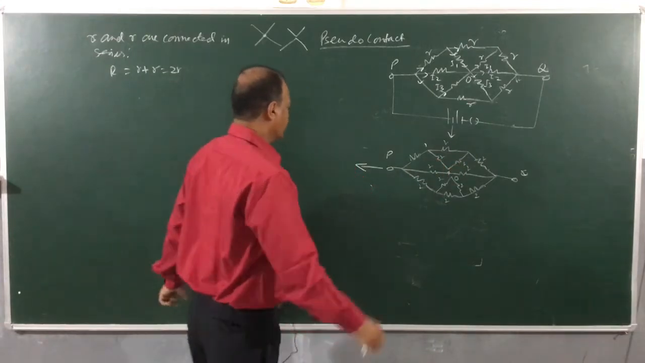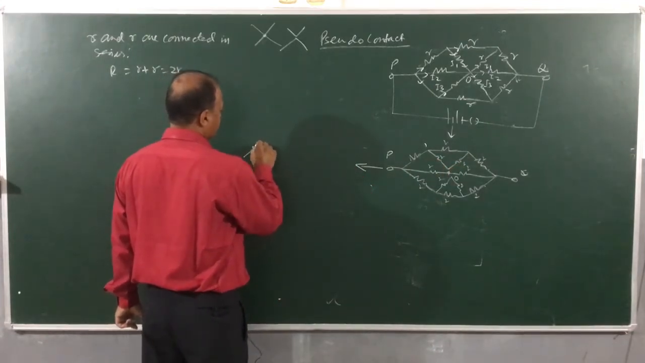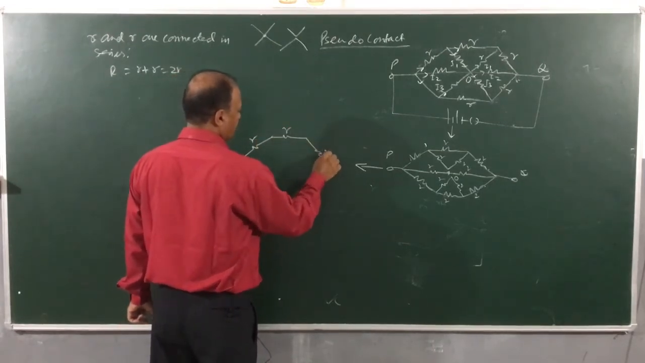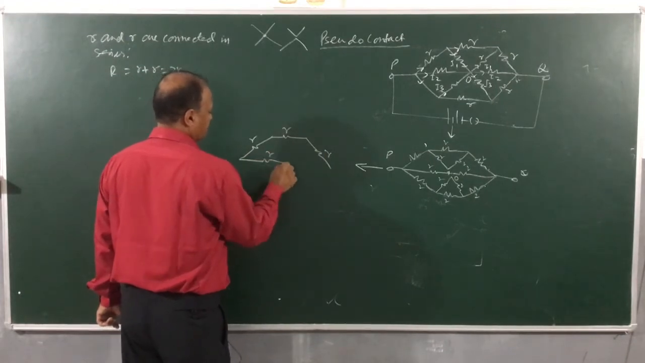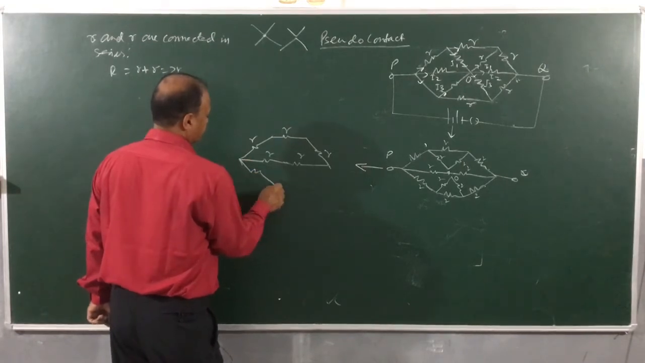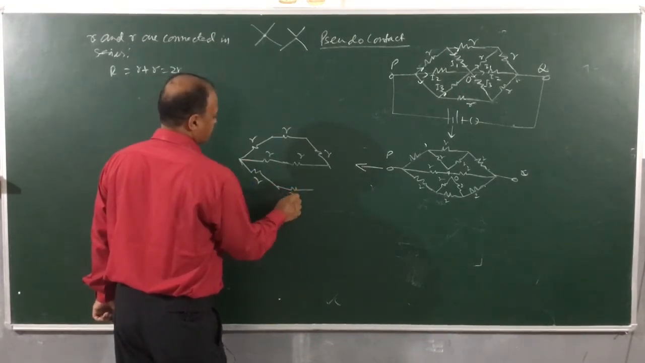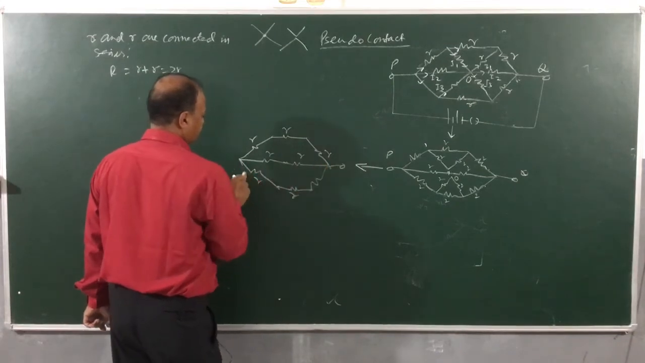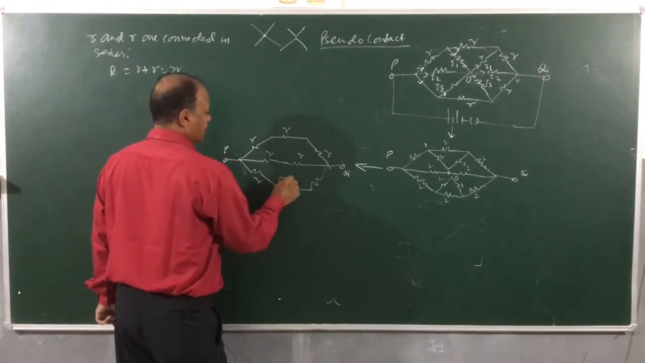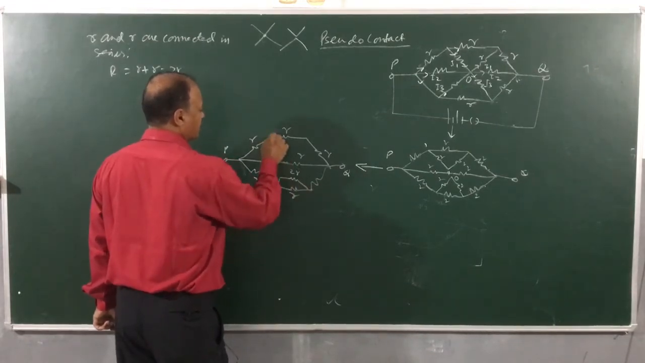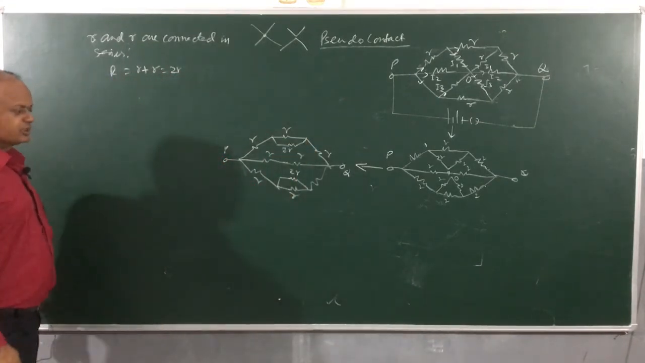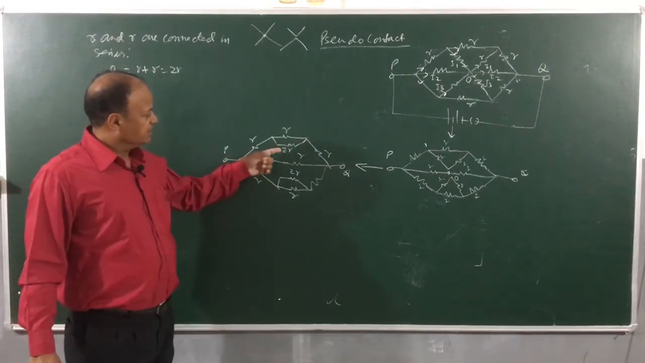If I simplify this circuit once again, then this resultant becomes 2R. So the circuit becomes something like this: R, R, R, R. This is R, this is R, and this is R. This is P and this is Q. And here I have connected in series 2R, in parallel 2R. So children, you can see now the circuit is much simplified.